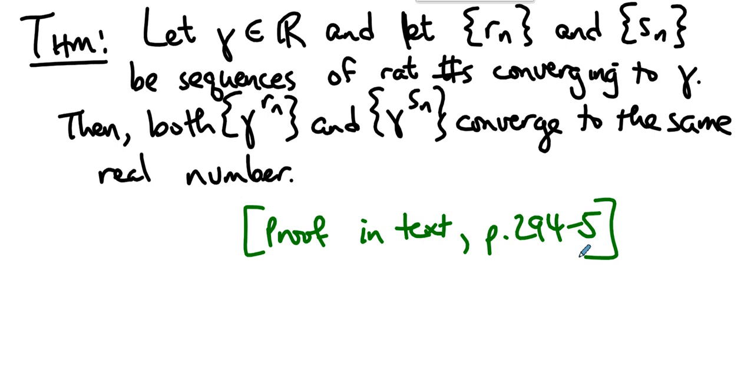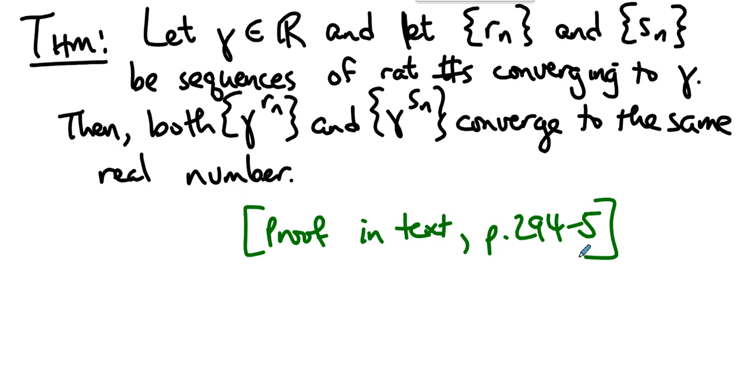Why do we care about this? We care about this because we want to show that alpha to the x, the exponential function, is well defined. We want to establish that we're only getting one output for every input. And we want to show that the function basically behaves well.